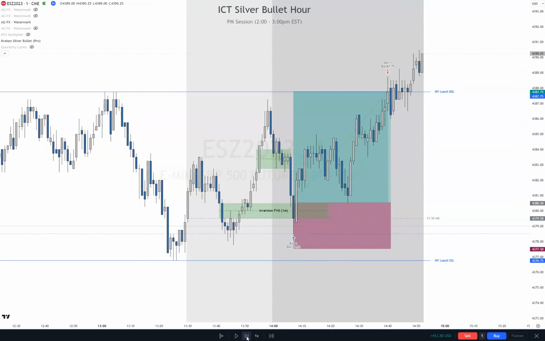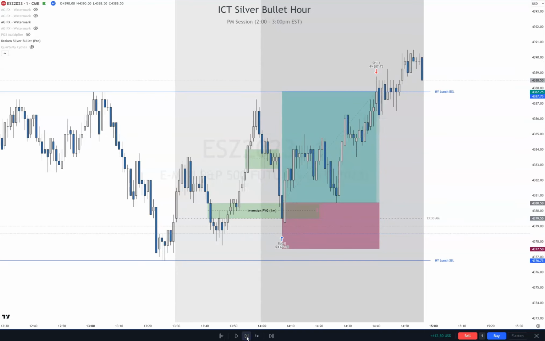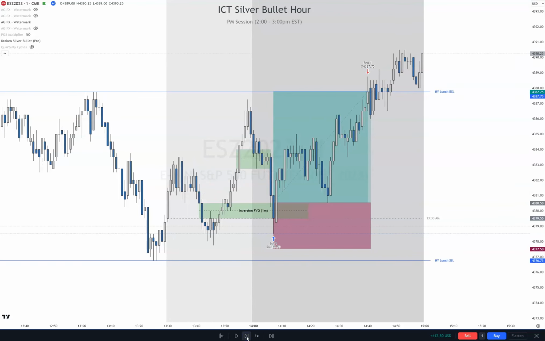This is the power hour setup here. Power hour is the last hour of trading. Well, technically not the last hour, but it's from 3 to 4 p.m. Eastern Time.